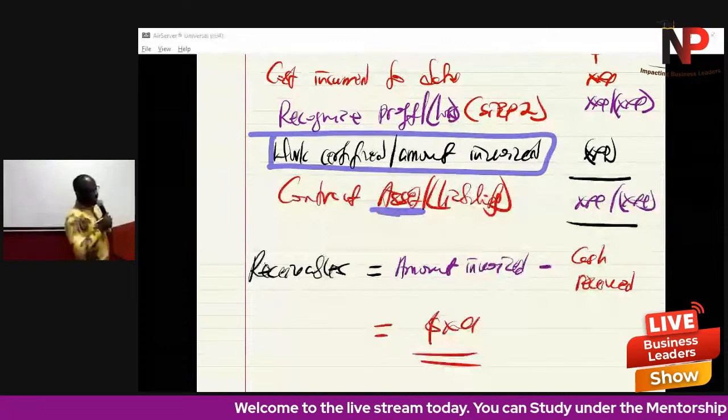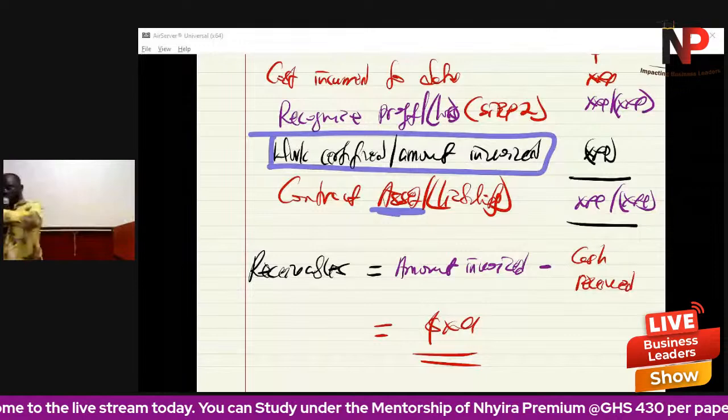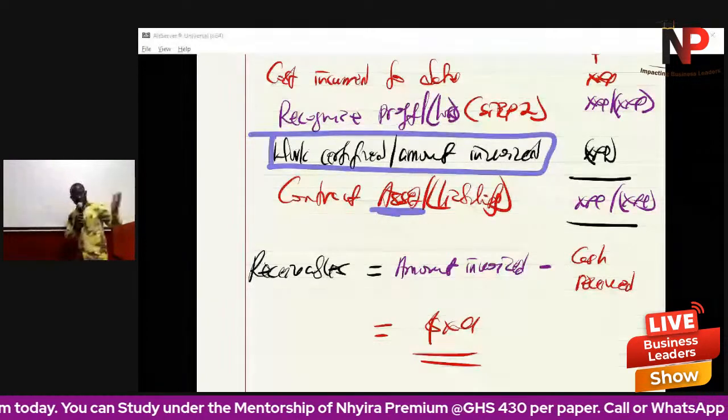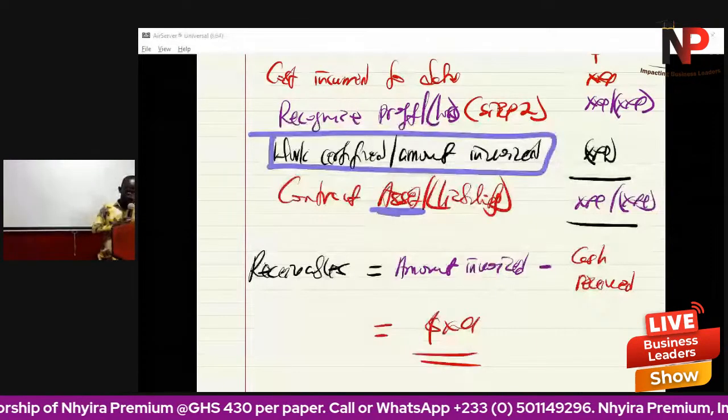This is the idea about what we do when performance obligation goes beyond one accounting year. When performance obligation goes beyond one accounting year, these are the steps we go through.